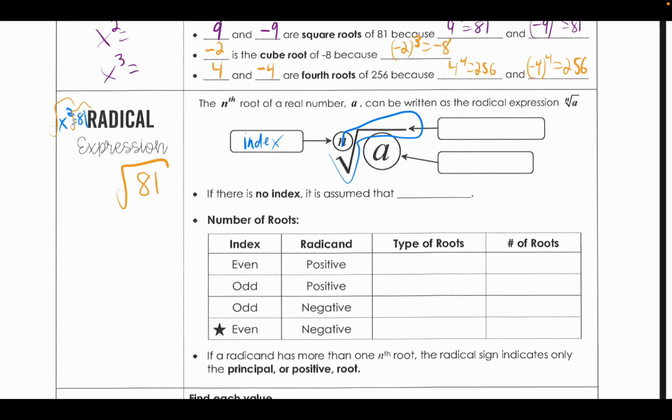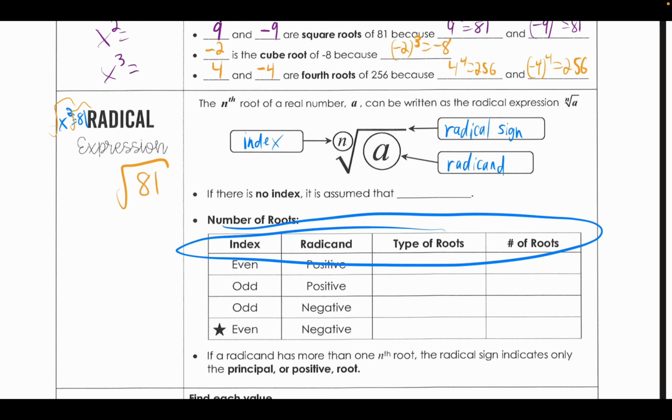Now this itself is our radical, or the radical sign. And what is inside or underneath the radical sign, or the radical, is what we call the radicand. These vocab words are going to be important here. I'm going to be utilizing them throughout this section and a lot of this unit. They're also going to be important here in this table. As you notice, it uses index and radicand in the table.